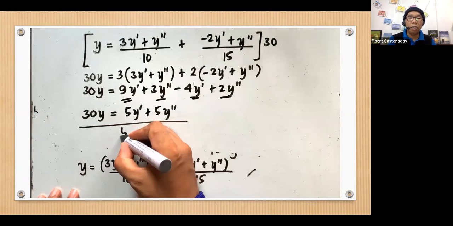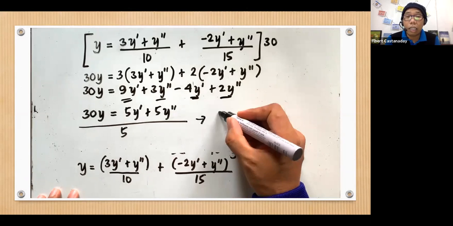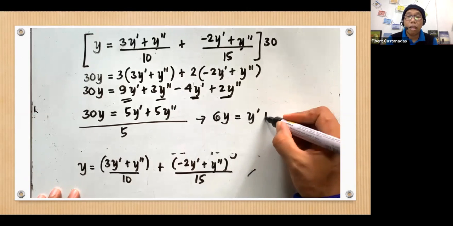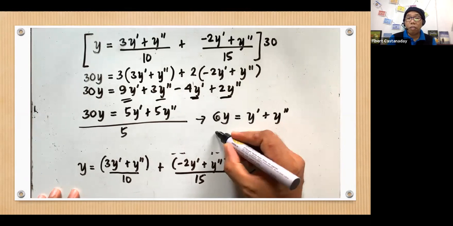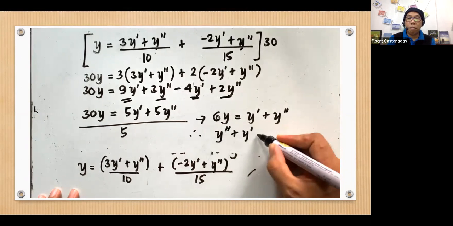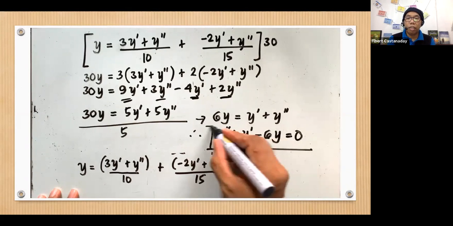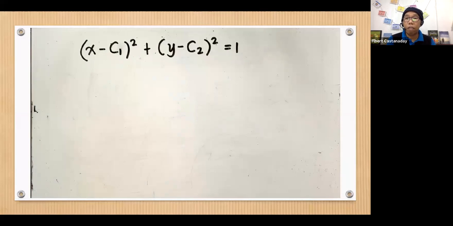Yung 5, divide both sides by 5. You have 30 divided by 5 is 6y equals, yan na. So y prime plus y double prime. So this is now your final answer, or you can arrange from the highest derivative up to the least. So you have y double prime plus y prime minus 6y, transpose mo lang yung 6y, equal to 0. So as you can see, the final answer does not contain an arbitrary constant. So second order siya because of two arbitrary constants na present do sa equation. Kasi dalawang beses ka nag-differentiate.